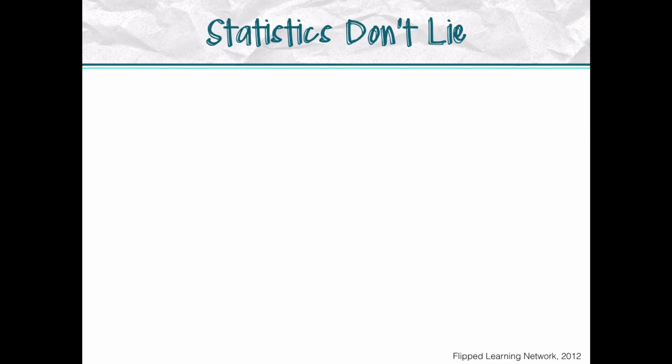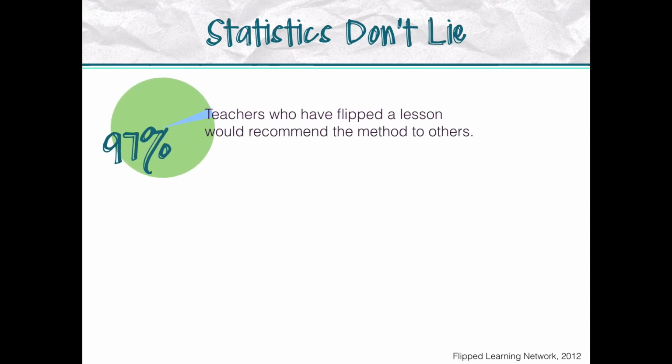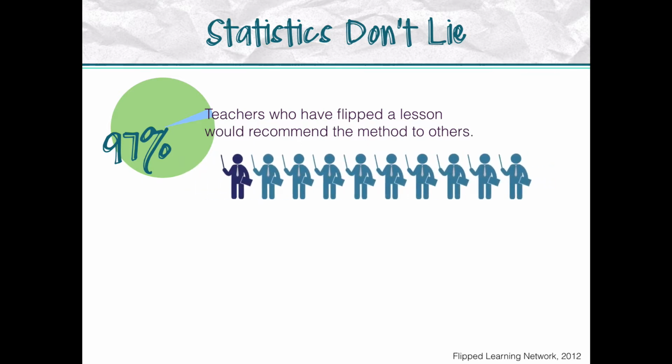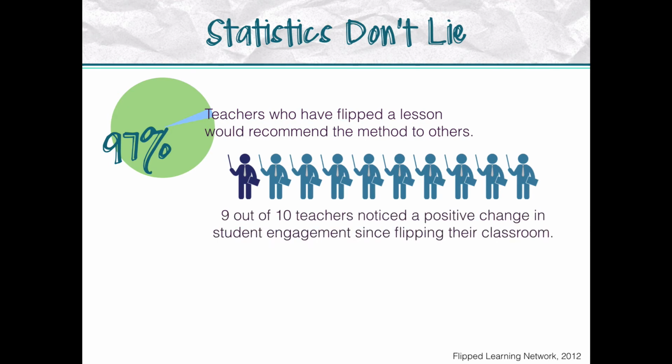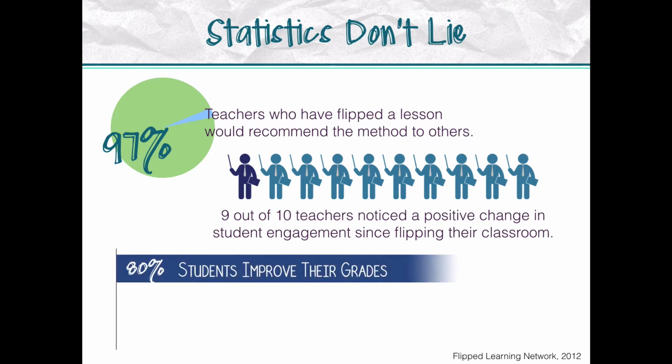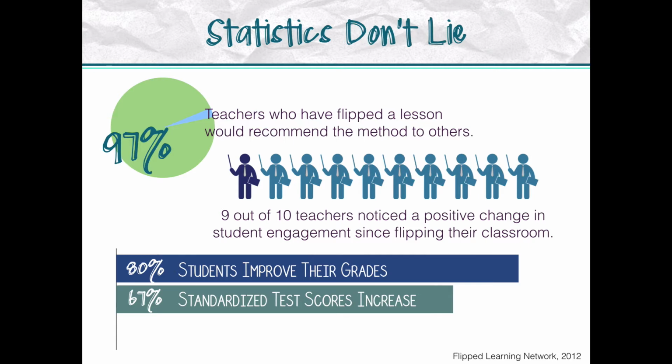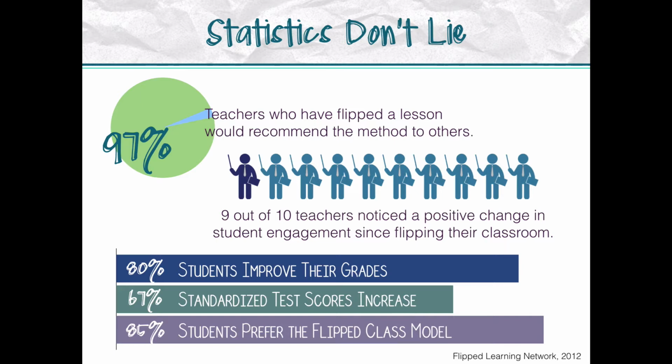More and more teachers have converted to the flipped classroom model, and statistics are proving it to be a success. 97% of teachers that have converted to the flipped classroom model have experienced success and would recommend other teachers to give it a try. 9 out of 10 teachers have noticed a positive change in student engagement since implementing a flipped classroom. 80% of students participating in a flipped classroom environment have improved their grades. Standardized test scores have improved by 67% for teachers utilizing this teaching method. And overall, 85% of students agreed that they actually prefer the flipped classroom model to the traditional class.